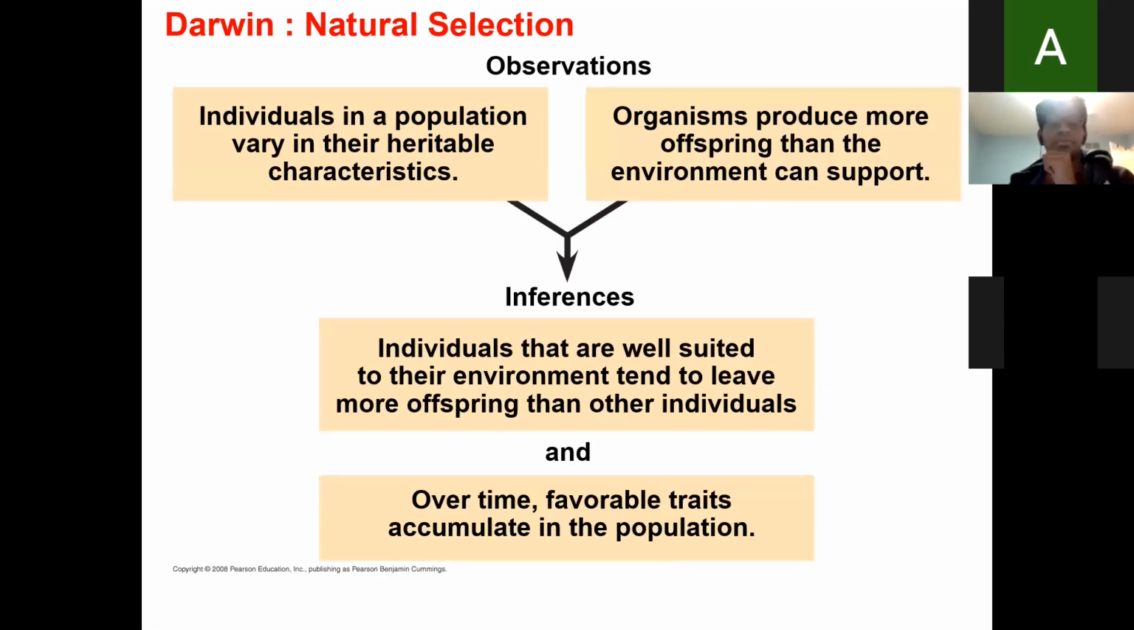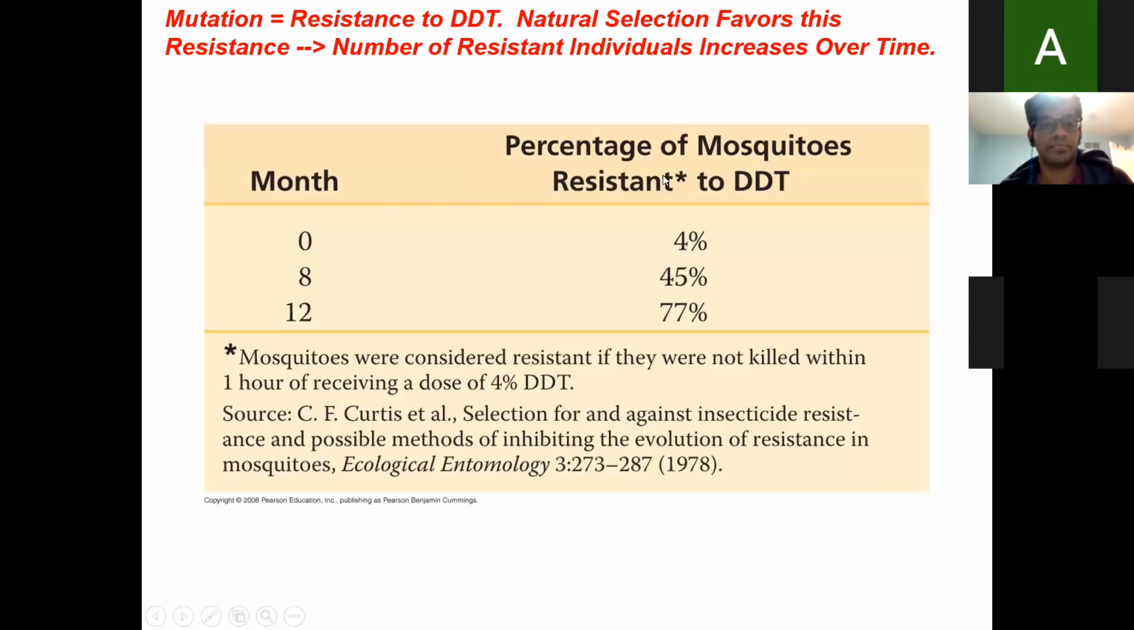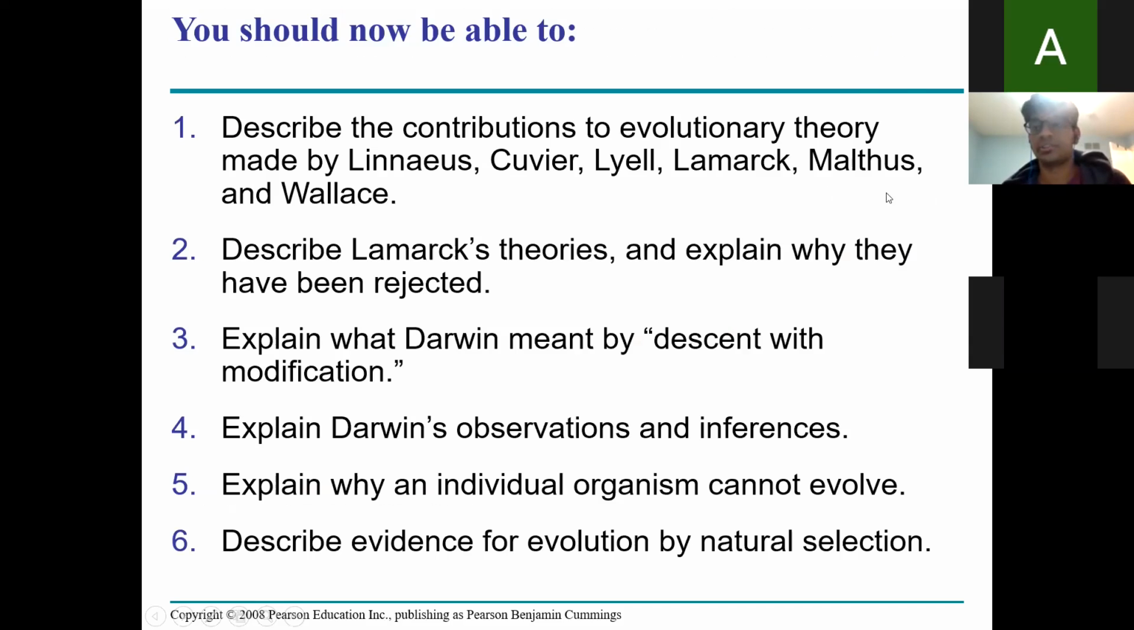These are the observations, inferences, and final points that you get from what Darwin has done. Mutation resistance is something an AP Biology FRQ would ask you to analyze. You can see over time, month 0 to month 8 to month 12, the percentage of resistance is increasing. This is the end of chapter 22. After this, we will move to chapter 23. So these are things you should know how to do.